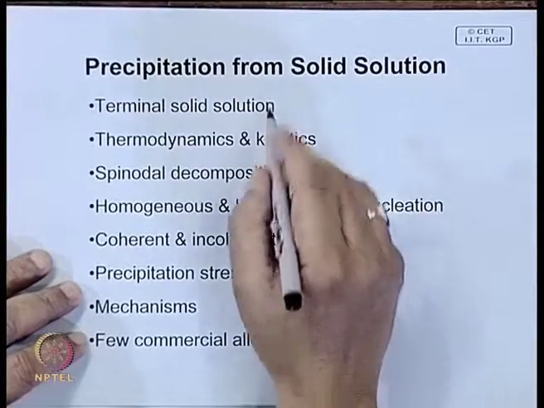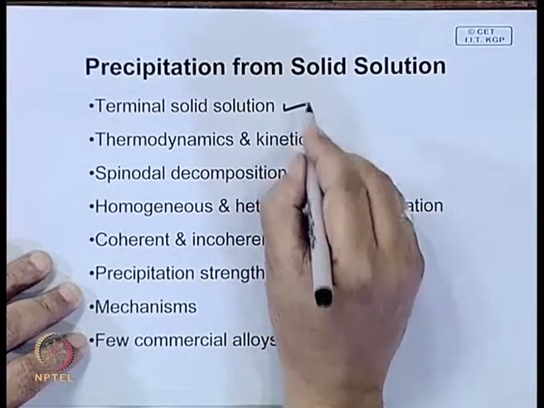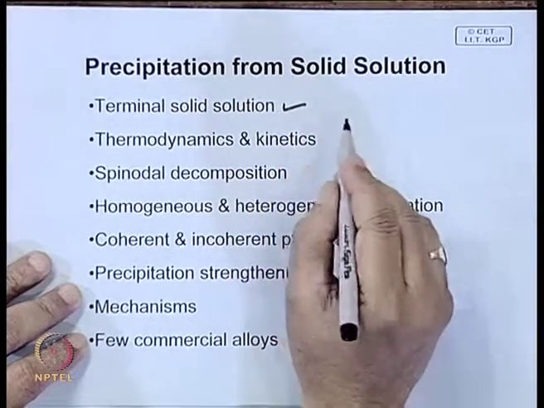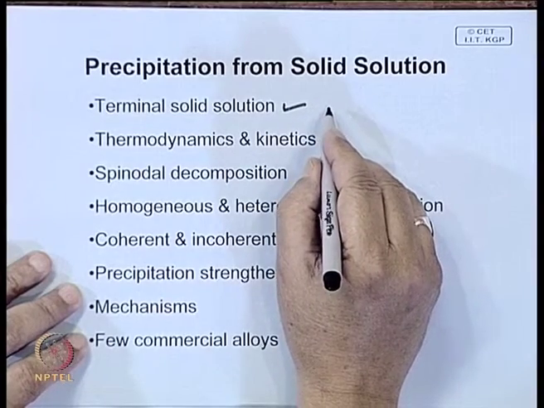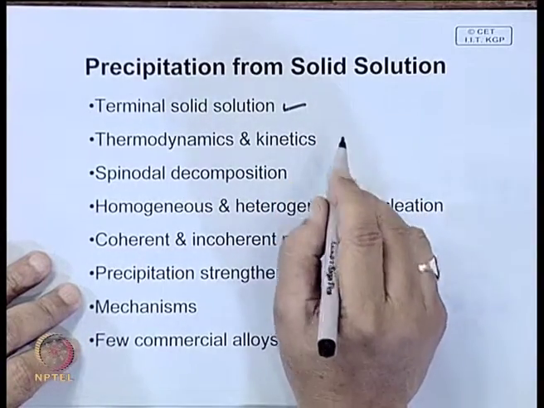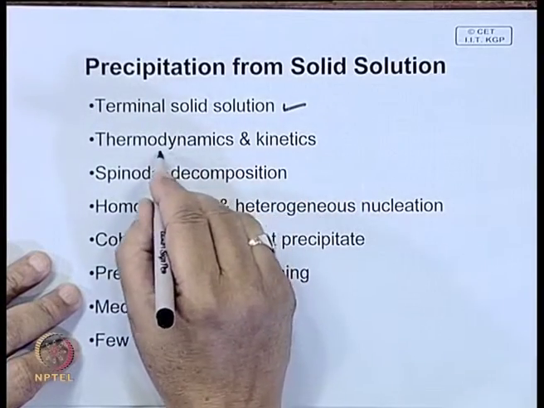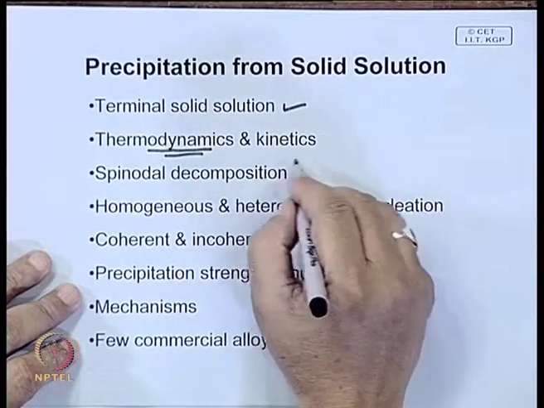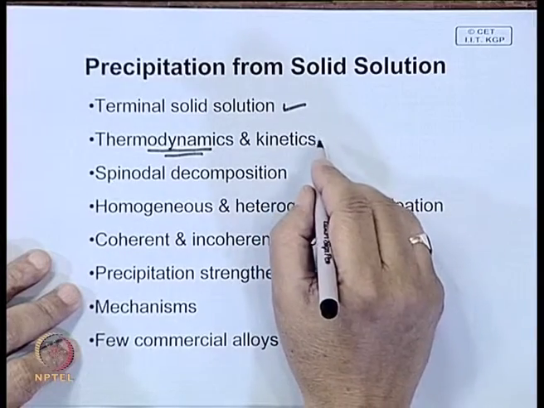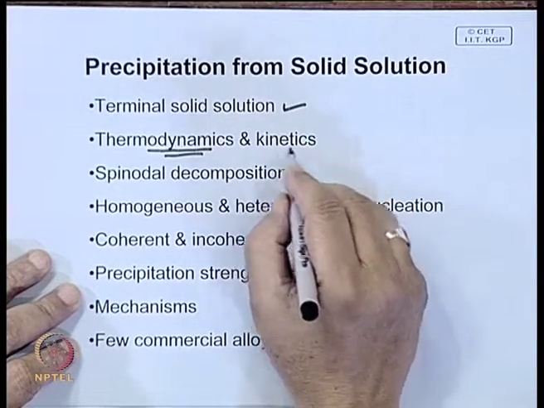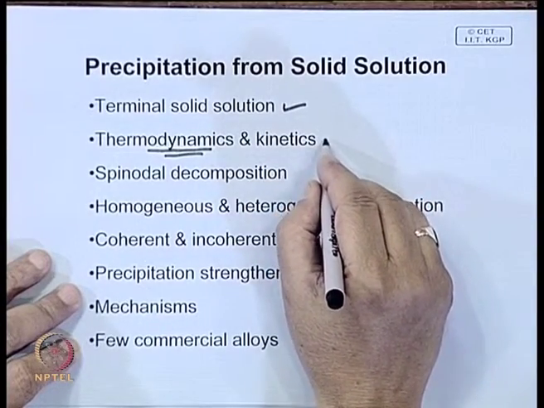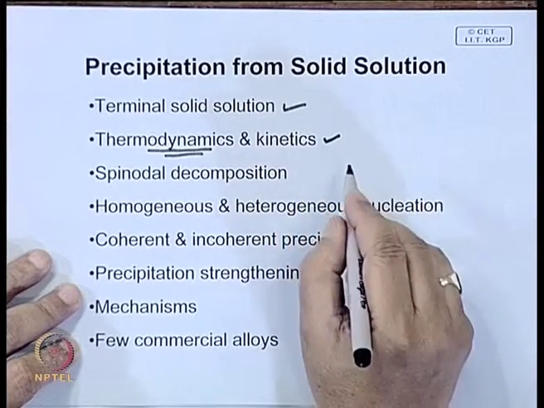Now, last class we looked at a few of these. We learnt about terminal solid solution. We learned that any terminal solid solution, when it is quenched from the single phase region and is in the supersaturated state, and if it is aged, there is a process of precipitation. We looked at the thermodynamics of the process of precipitation. We also talked about the energy barrier which has to be overcome so that the precipitation process can take place or continue. So, that means we talked about a bit of kinetics of precipitation.